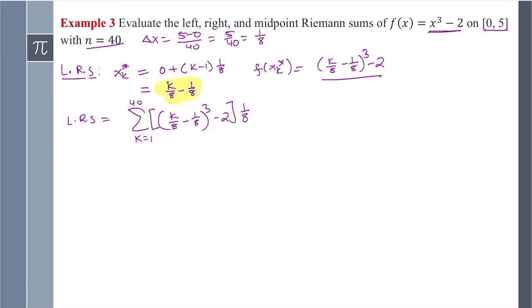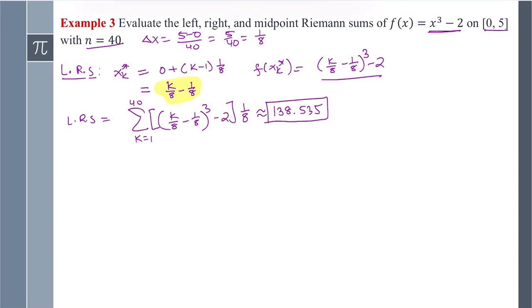Again, this is really hard to evaluate by hand, so we are going to put the whole thing into the calculator. I have linked a video in the description, so you can use that video to find this sum in a calculator. If you put this into the calculator, you are going to get 138.535. So that is the approximated area.